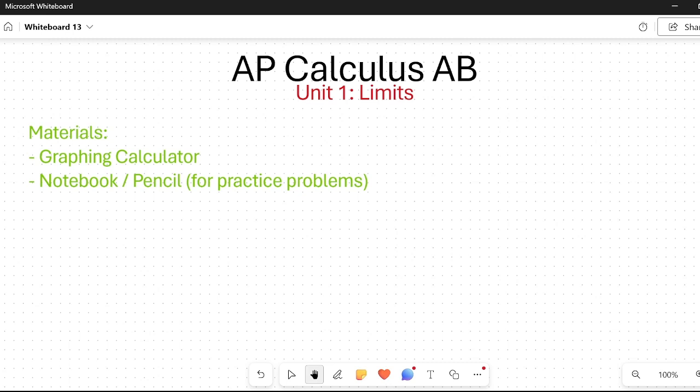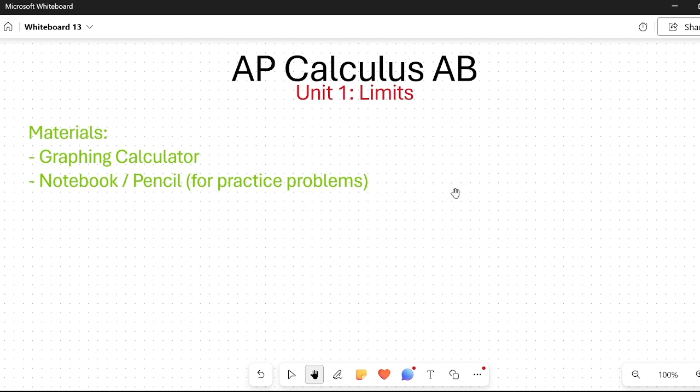Today we will be starting our study of AP Calculus AB, which is going to be Unit 1. We're starting off with Unit 1, Limits. So we're going to be doing some experimentation, at least with this course, right? At least for this lesson, we're going to do it mostly in whiteboard.